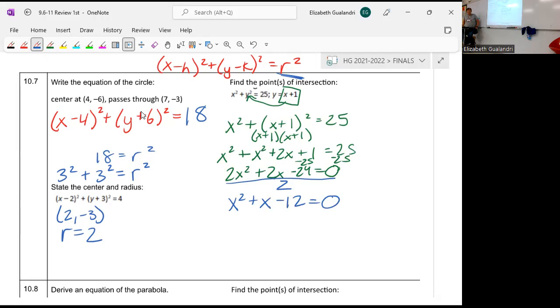And you have to factor to find your answers here. So this is an x plus 4 times an x minus 3 as factors. And then your solutions are what makes that equal to 0. Well, an x value of -4 would make that first parenthesis 0, and an x value of 3 would make that second parenthesis 0.